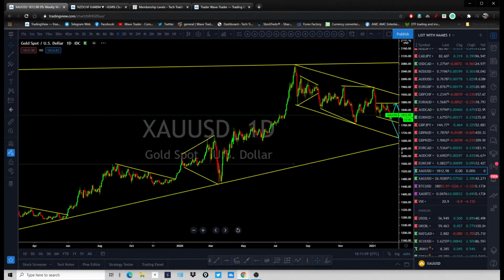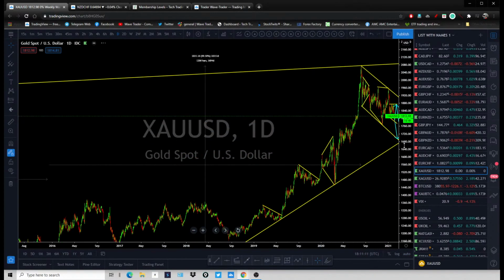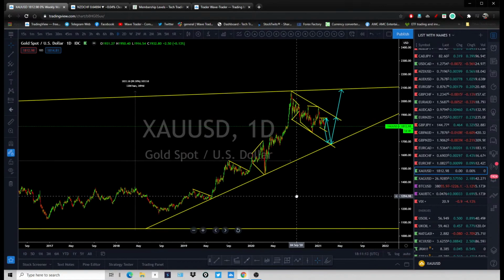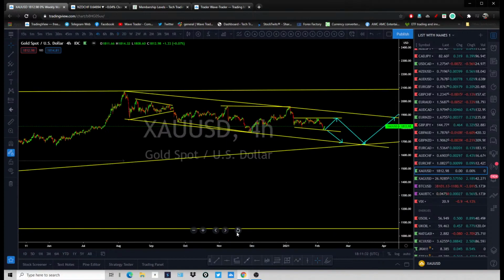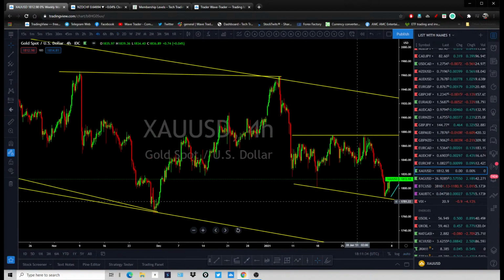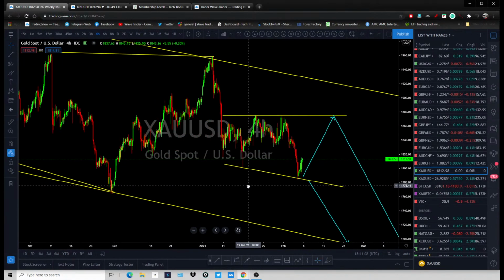Gold. Gold is in a bigger correction. So we are expecting gold to drop for another leg lower, all the way to 1700, or go all the way down to 1600. Next week we can see another leg higher, a short-term buy opportunity on this, and that's tradable. This is an expanding triangle formation.